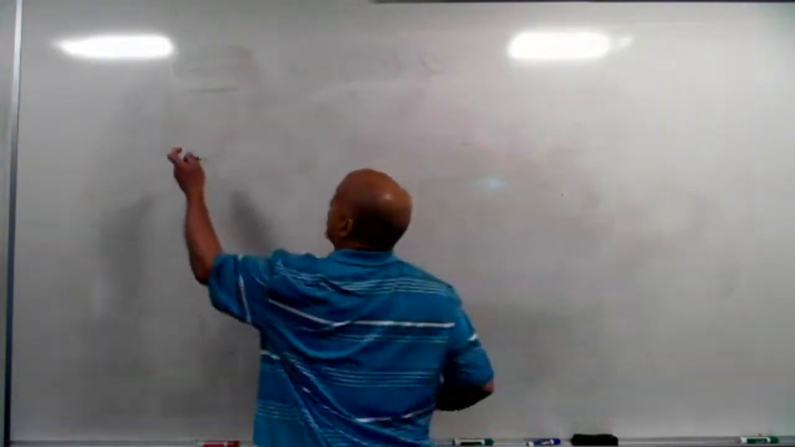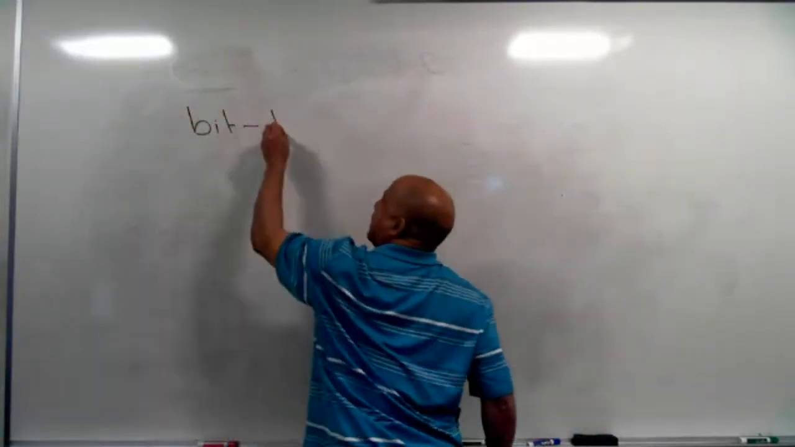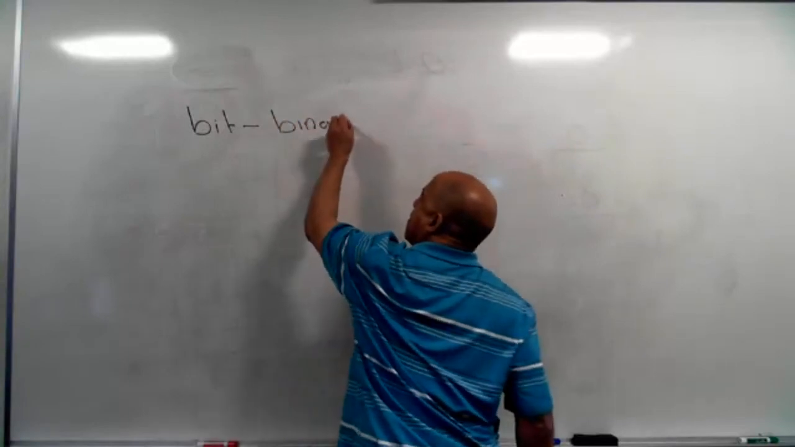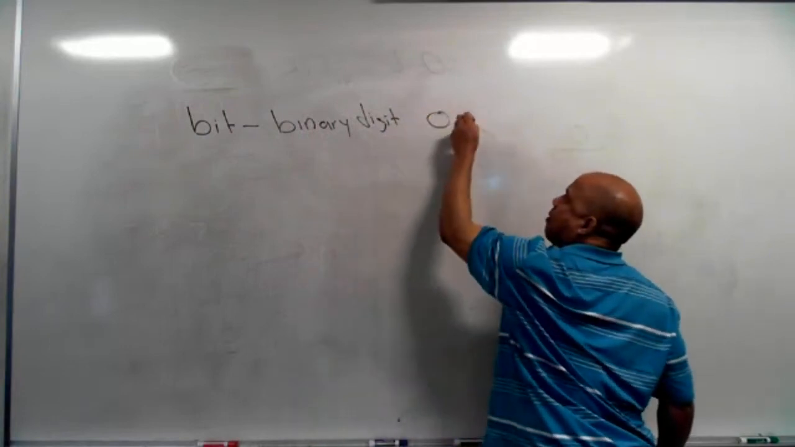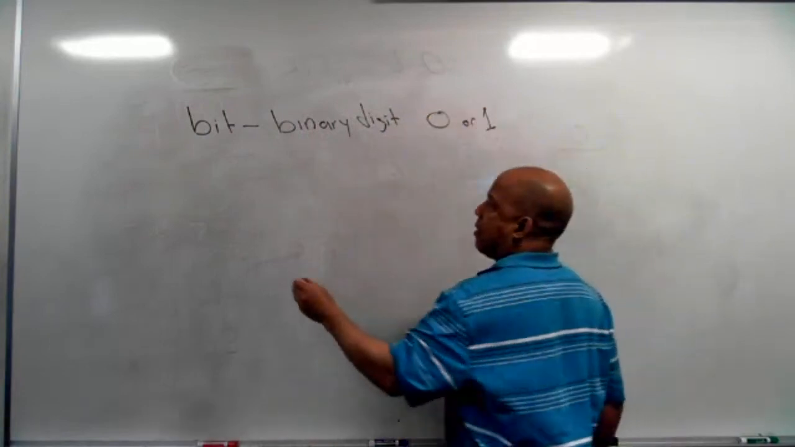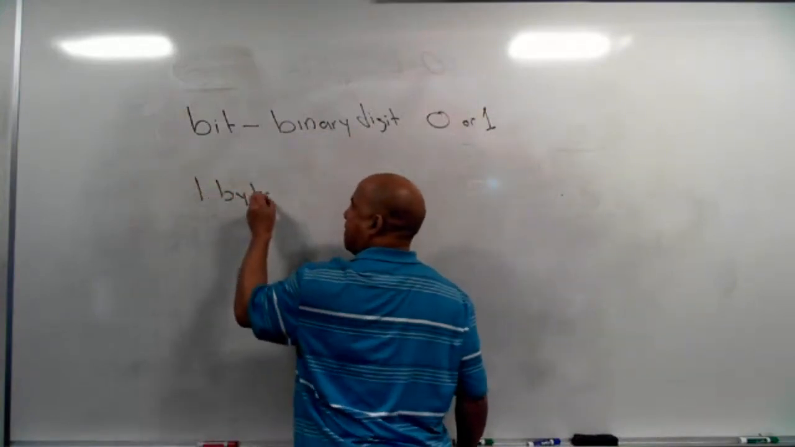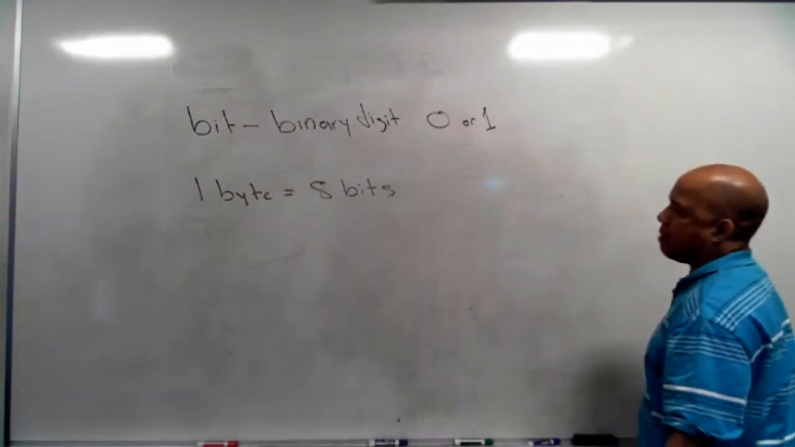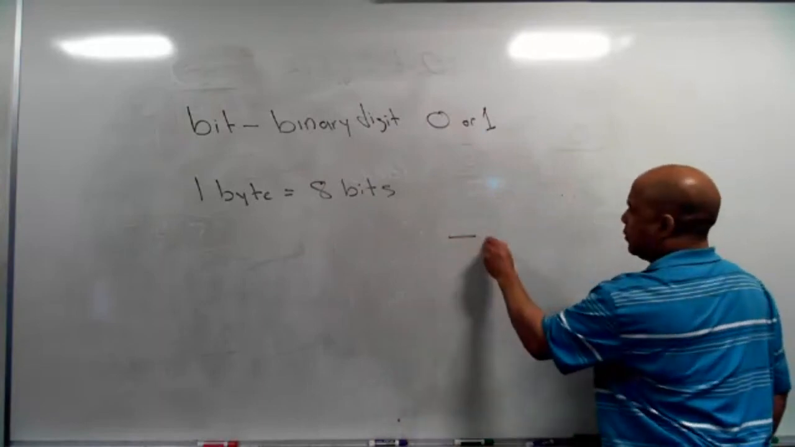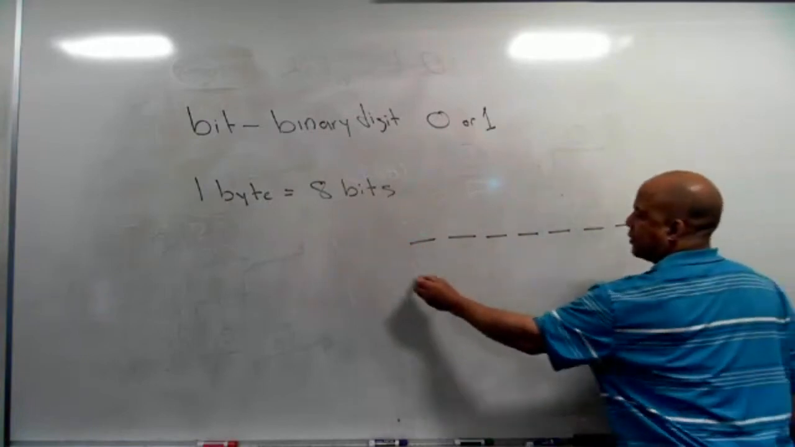So here are the terms that are important. A bit is a binary digit. So a bit is going to be a 0 or a 1. A byte equals 8 bits. So I've got 1, 2, 3, 4, 5, 6, 7, 8. This is a byte.